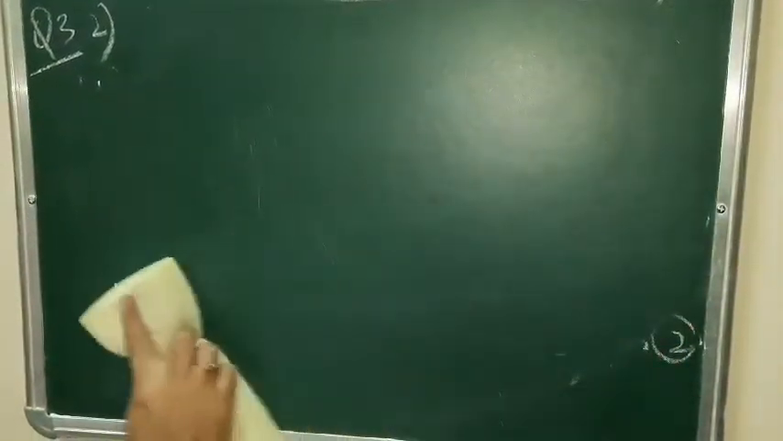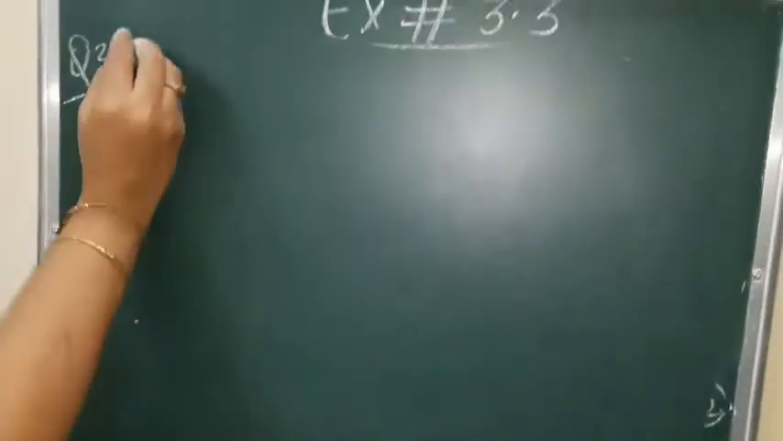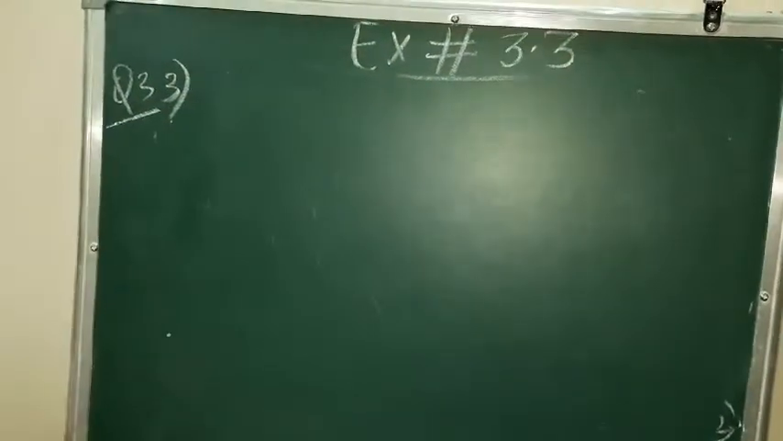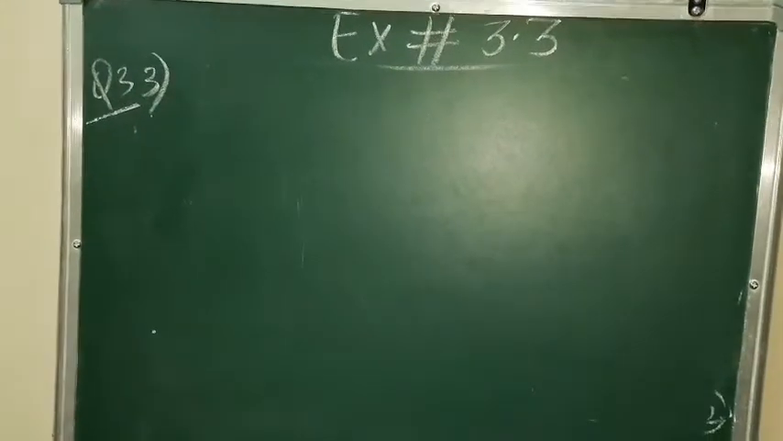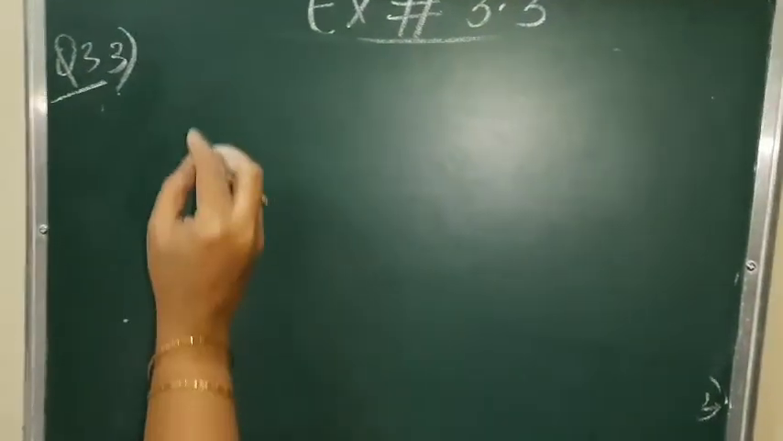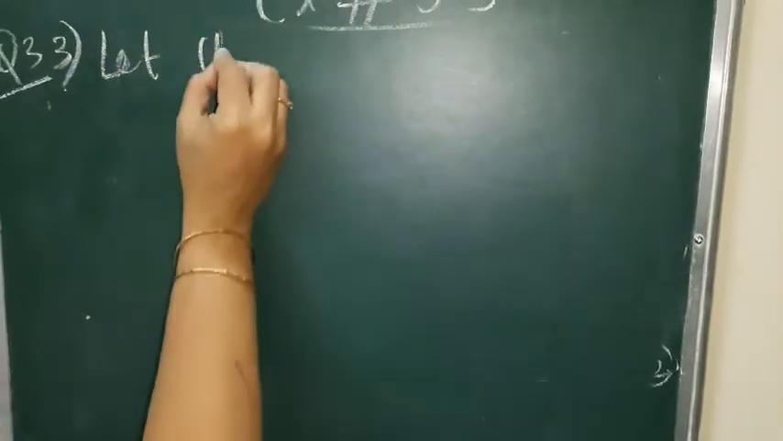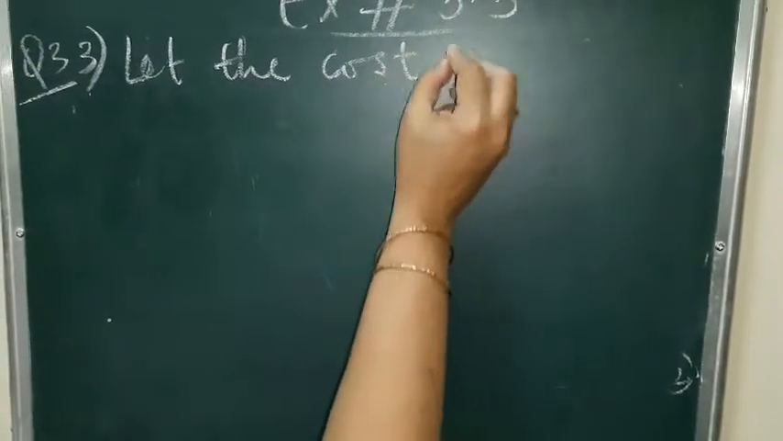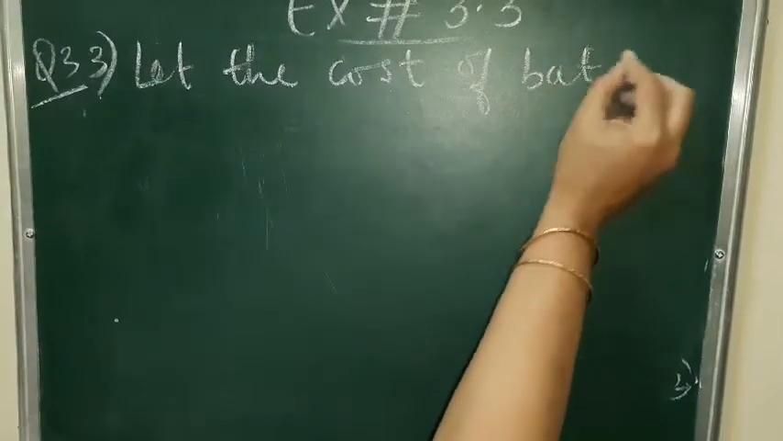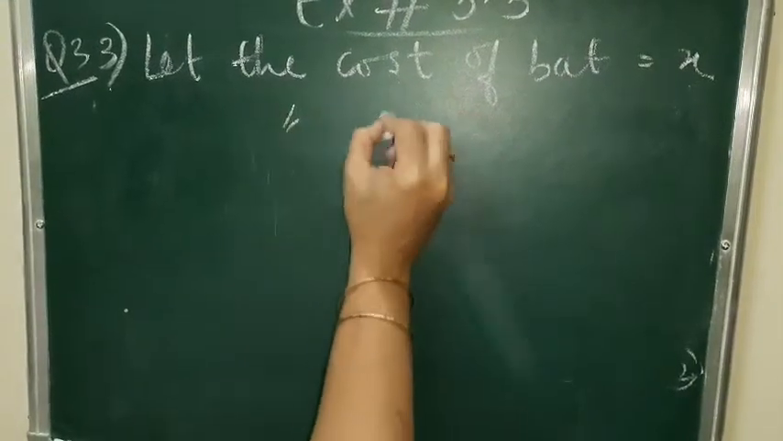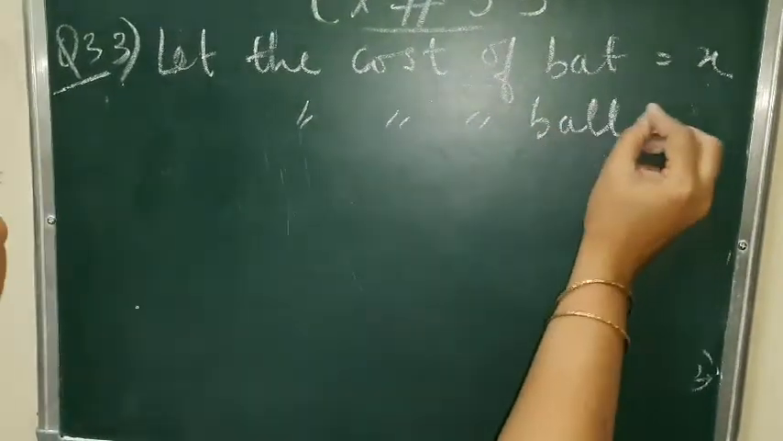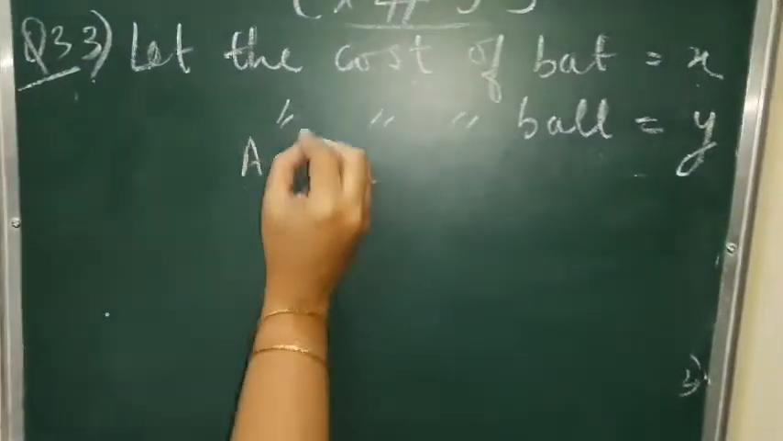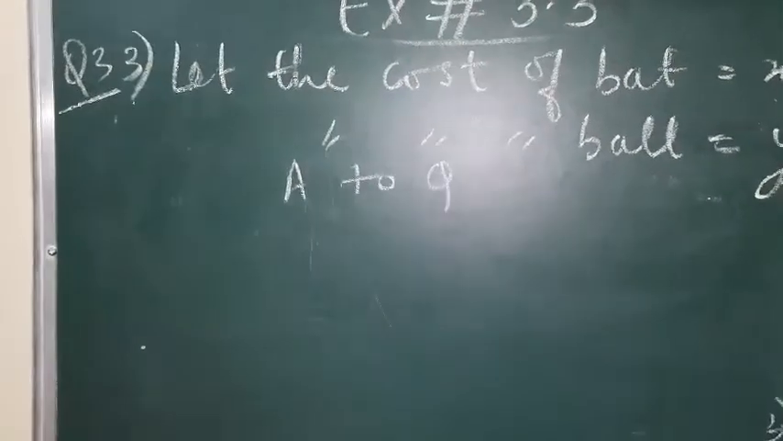Next question is the third one. The coach of a cricket team buys 7 bats and 6 balls for rupees 3,800. So let the cost of bat be x. We don't know the cost of bat. Cost of bat is x and cost of ball is y. We don't know both the costs, so we have taken one of them as x, another one as y.